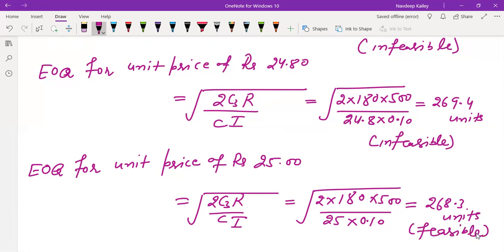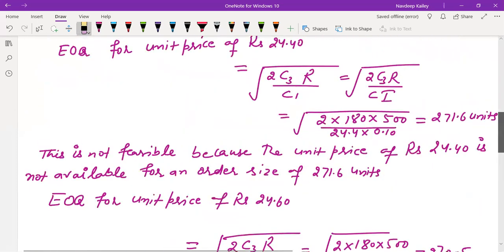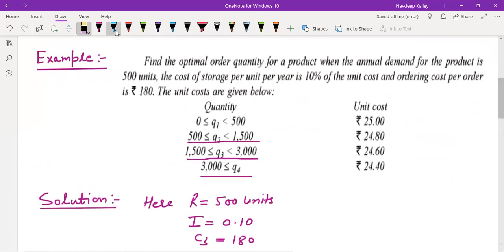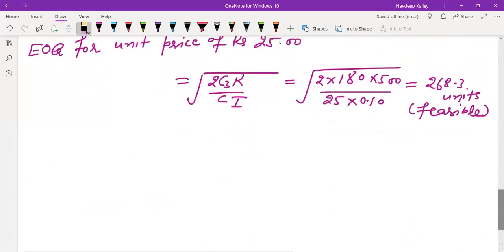Why feasible? Because this unit price is available for order quantity between 0 to 500, and our economic order quantity is 268.3, which lies in the same range. Now we will calculate total annual cost.